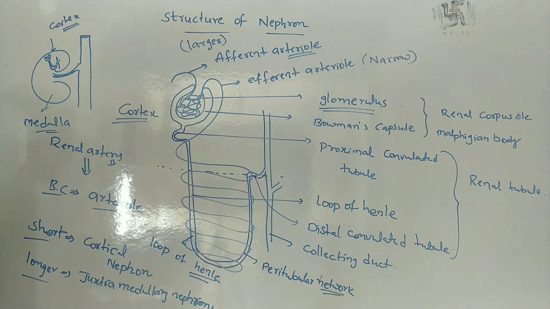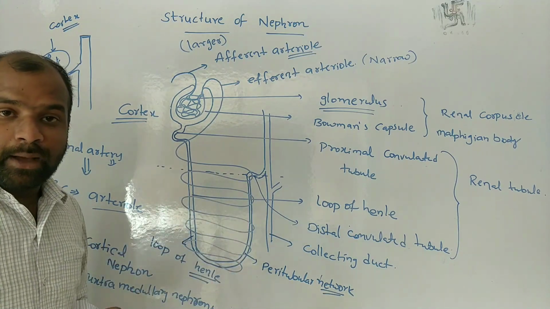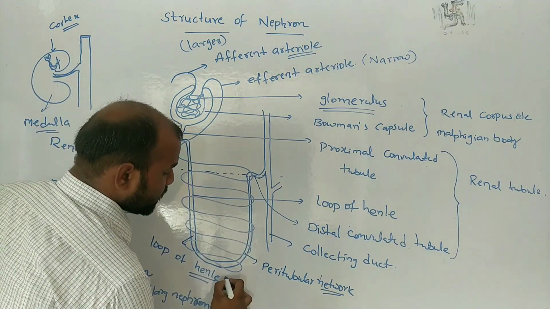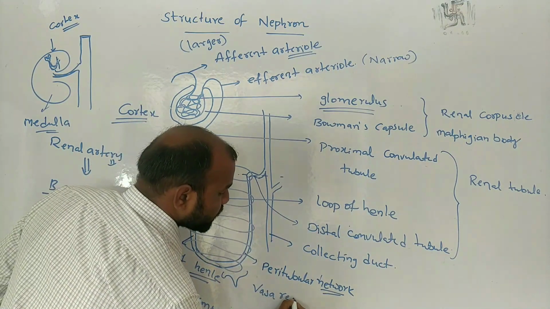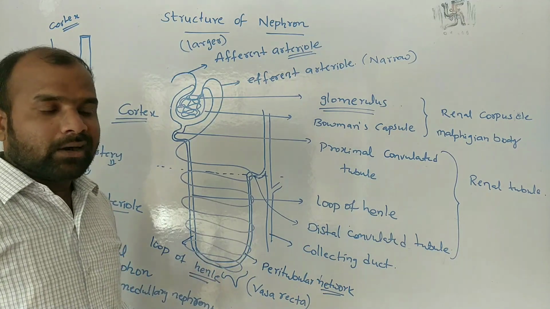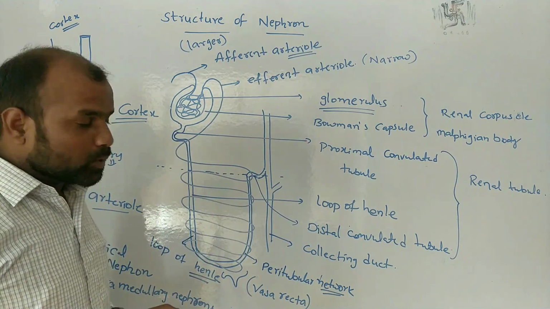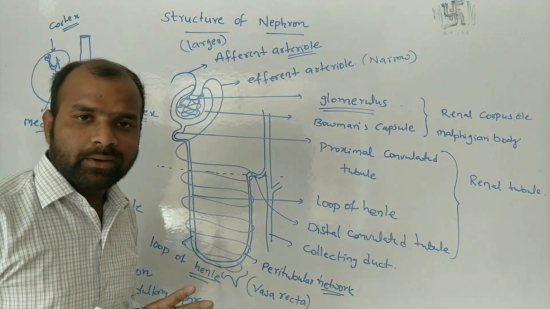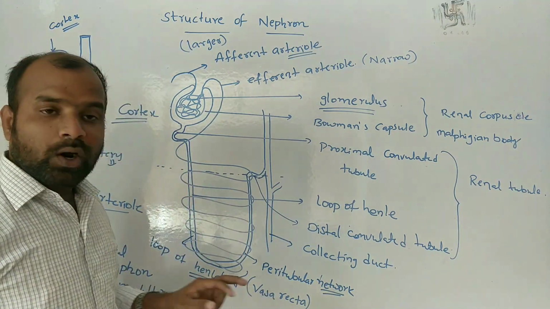The part of the nephron which is covered by the network of peritubular blood capillaries is called the vasa recta. The vasa recta is the part of the nephron covered by the peritubular network of blood capillaries formed by the efferent arteriole. This part, the proximal convoluted tubule, distal convoluted tubule and loop of Henle, is covered by the network of blood capillaries.